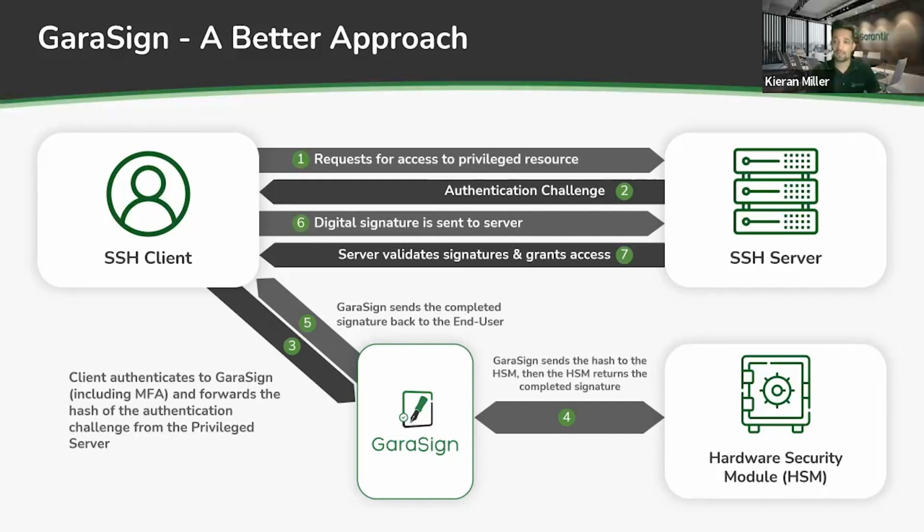But what you'll notice is that from the SSH server's perspective, all it sees is 1, 2, 6, and 7. It doesn't know that you're doing 3, 4, and 5. The benefit of that is that it doesn't need to be instructed with additional code or anything like that in order for this to work. From the SSH server's perspective, you just completed a normal challenge response handshake. It doesn't know that you had to do MFA. It doesn't know that the key was in the HSM. It doesn't need to know about all that.